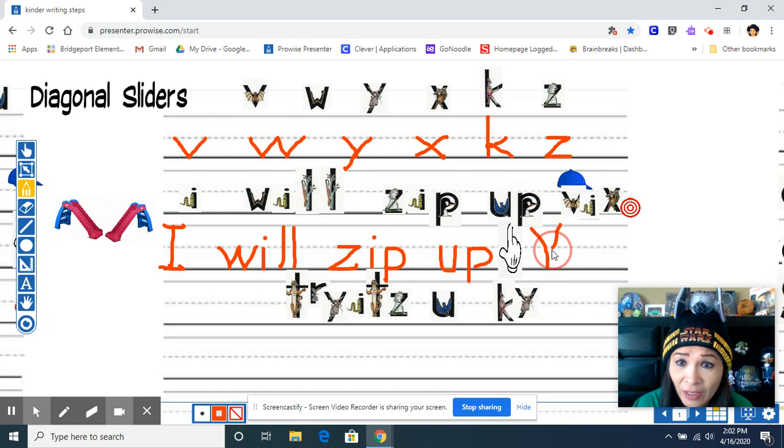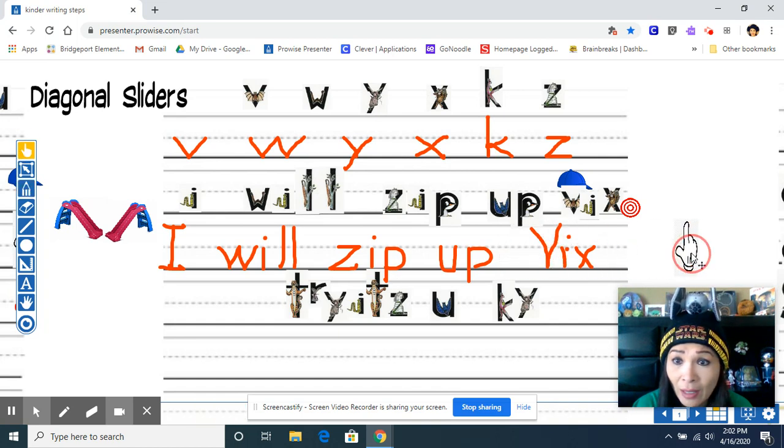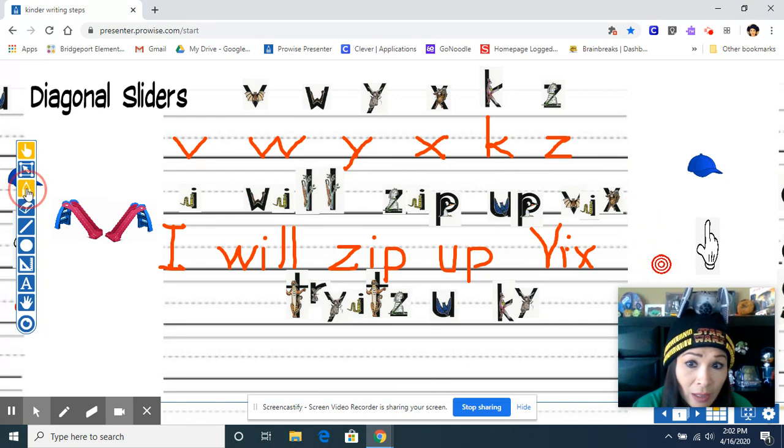Capital V is sliding from the top line down. Okay, I will zip up Vicks. See, boys and girls, I'm taking my time using the top, middle, and bottom. Okay, let's move that to the side. Oh, I need something very important. I need a what? A period. So there's my period.